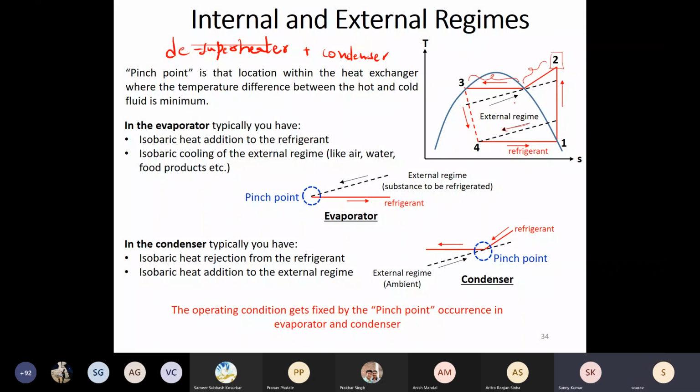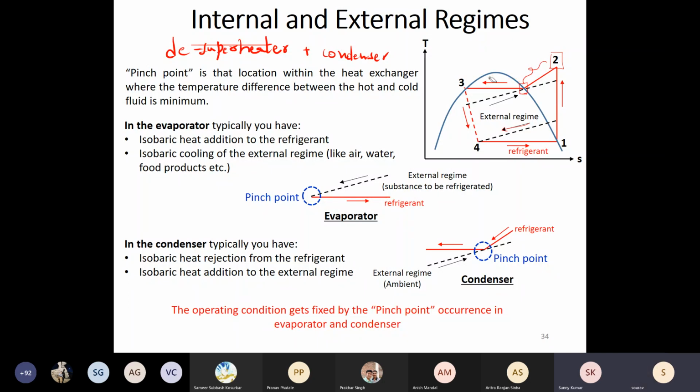Whereas on the external side, it is still air, let's say, and hence it is just undergoing the sensible heat transfer process. So now in this case, the bottleneck is this kink.